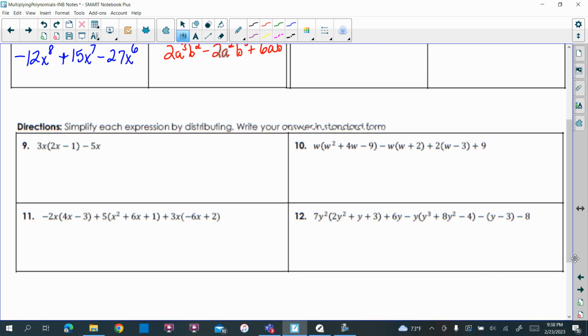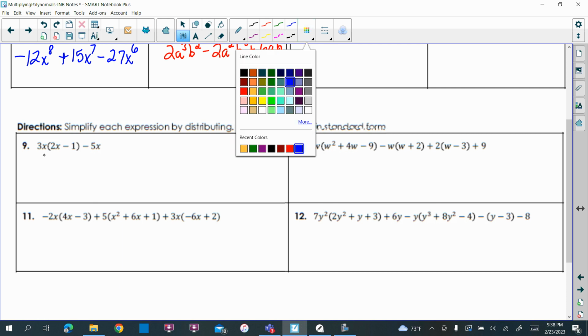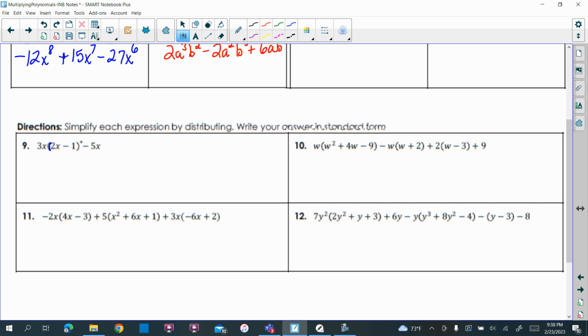Now, we're going to simplify the expression on 9 through 12. So we're still going to distribute, but then we have to combine like terms at the end. So if I look at the first one, because I have the parentheses with the binomial 2x minus 1, I'm distributing the 3x to each term. When I do that, I'm going to have 6x squared minus, that's a 2, sorry, minus the 3x, and then I write minus 5x.